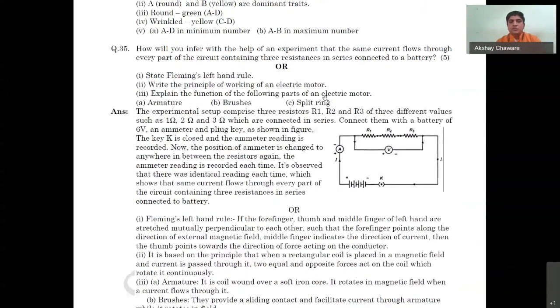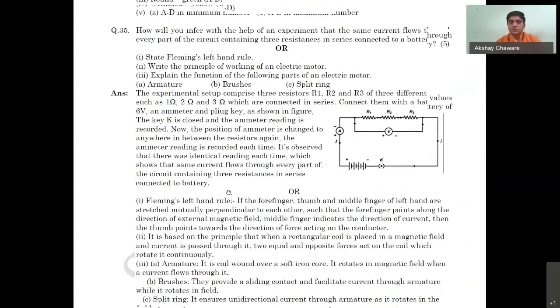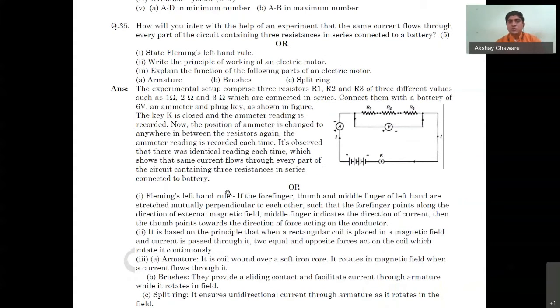Now the optional question was to state Fleming's left hand rule. So that is a theoretical one. Then the principle of working of an electric motor. See, many students have written that an electric motor converts electrical energy into mechanical energy, or some students have written that the electric motor works on the principle of magnetic effect, magnetism, like this. So these are incorrect answers.